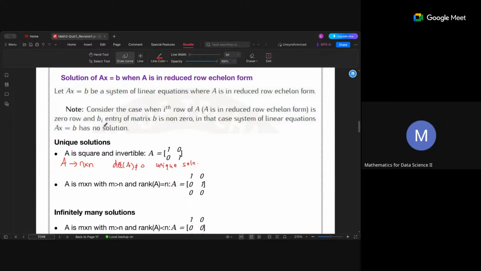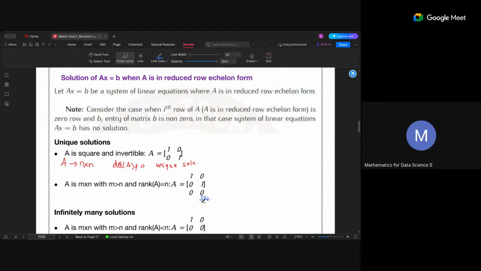Now, if A is an m by n matrix with m greater than n and rank of A is equal to n. Now A is equal to [1, 0; 0, 1; ...]. So this is one example I have taken. What is the size of this particular matrix here? 3 by 2. Okay, let me switch the colors. So this is a 3 cross 2 matrix.